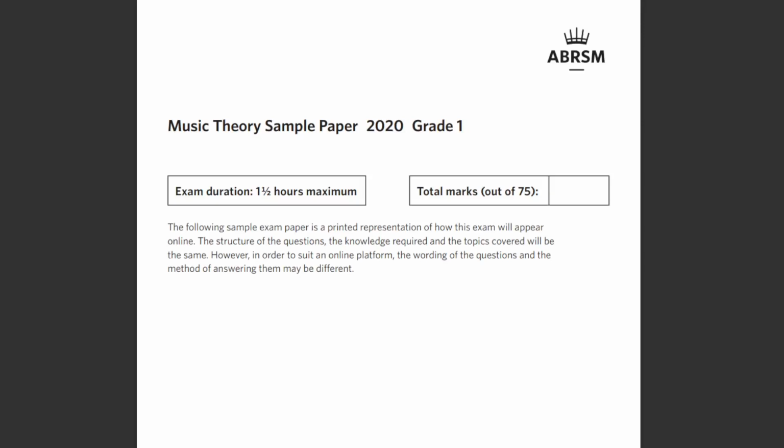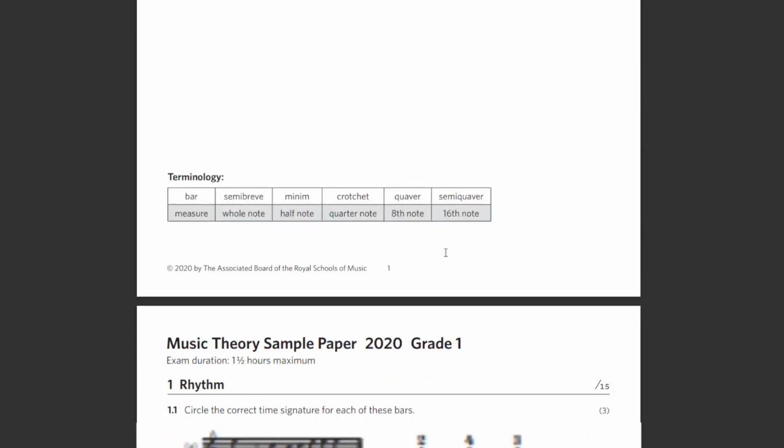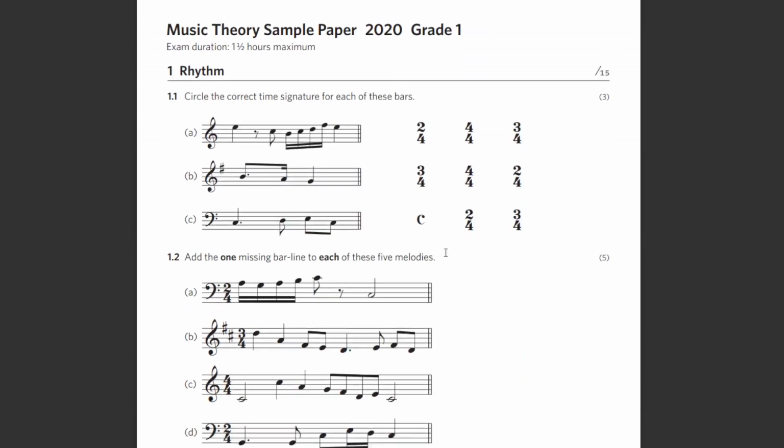In this video, I'll be going through the Music Theory Sample Paper 2020 Grade 1. Okay, so let's first start off with section 1, which is the rhythm section. In section 1.1, you're asked to circle the correct time signature for each of these bars.